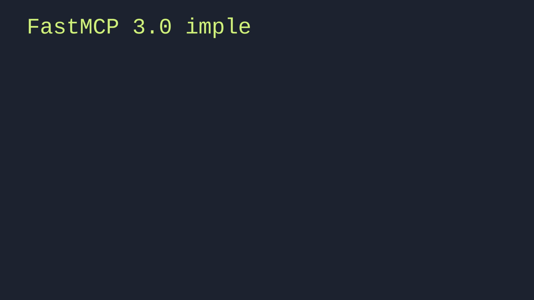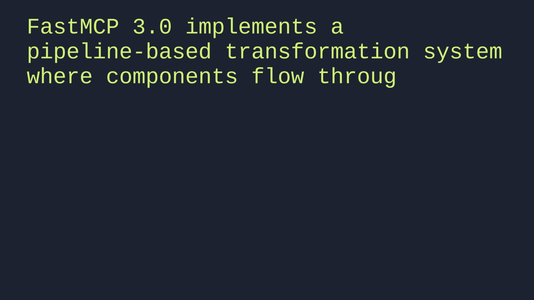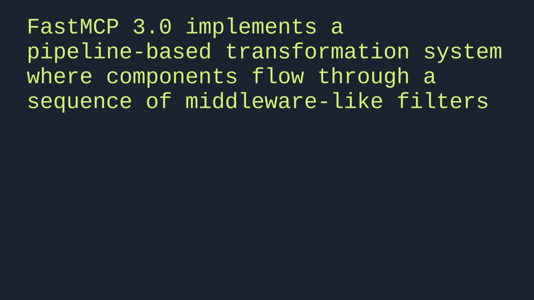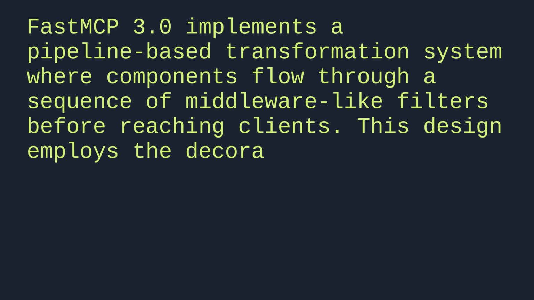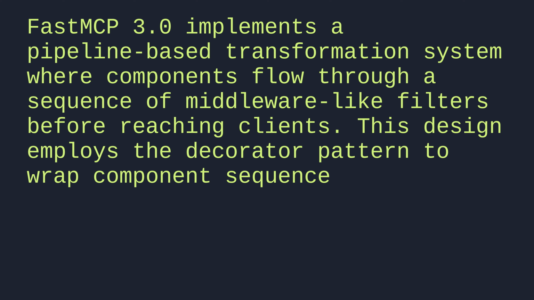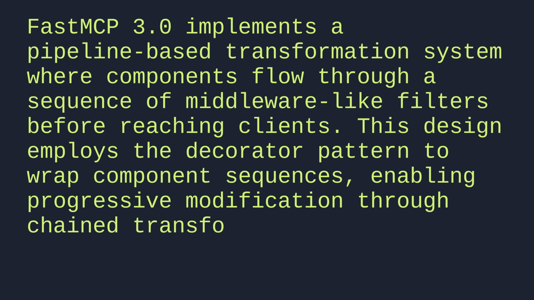FastMCP 3 implements a pipeline-based transformation system where components flow through a sequence of middleware-like filters before reaching clients. This design employs the Decorator pattern to wrap component sequences, enabling progressive modification through chained transformations.